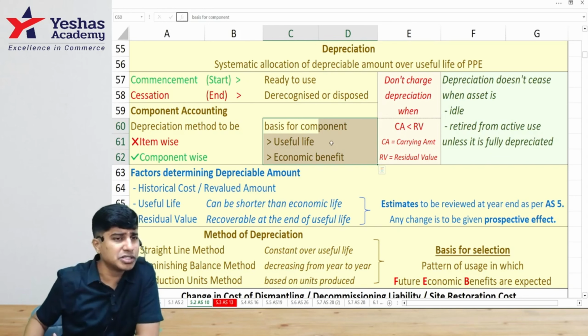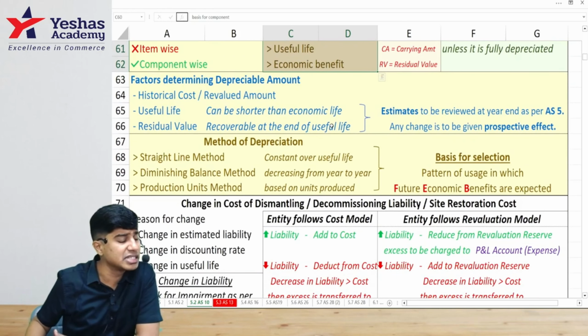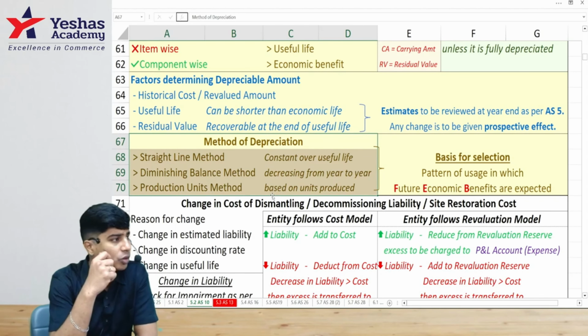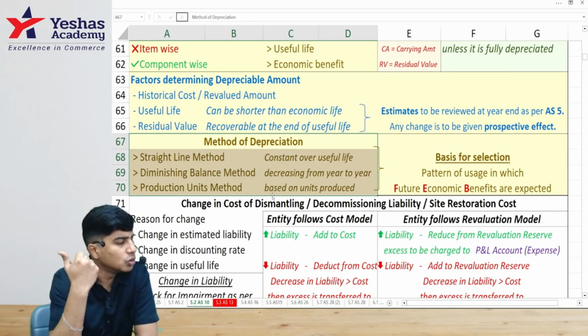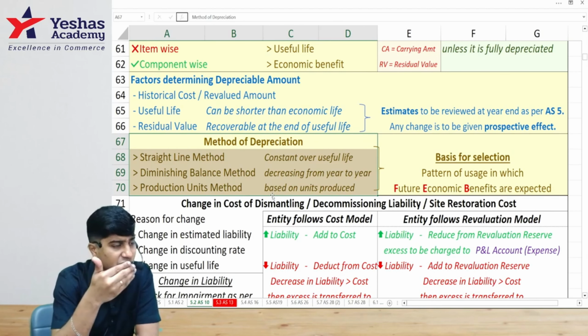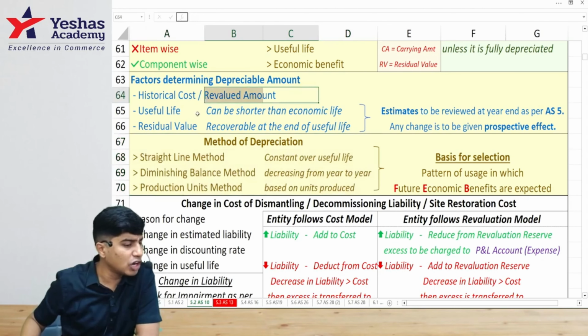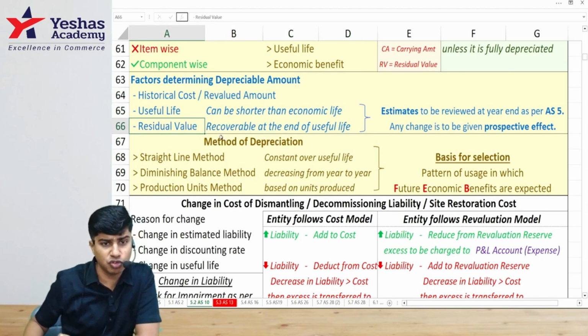Not all the methods of depreciation that you read in your previous levels are applicable here. As per AS, only three methods of depreciation are allowed. One, straight line method. Two, diminishing balance method. Three, production units method. And the factors influencing depreciation are the historical cost of the asset, the price at which we bought it, useful life of the asset, the period for which it can be used, and residual value, the money that you get at the end of useful life.